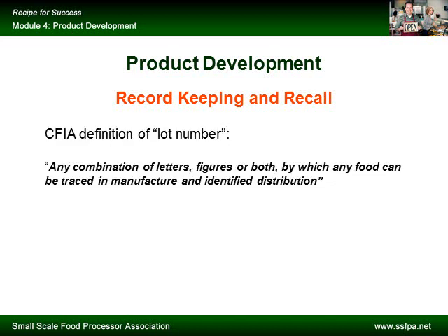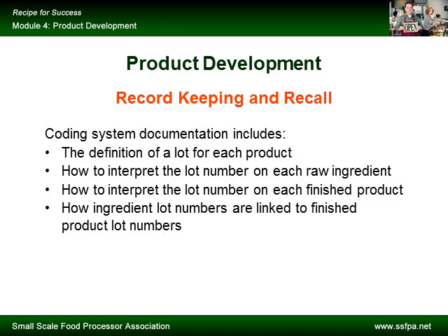The Canadian Food Inspection Agency defines a lot number as any combination of letters, figures, or both by which any food can be traced in manufacture and identified in distribution. If there was no lot number, the manufacturer might have been required to recall all of their product. The manufacturer determines the lot number or coding system for their products.